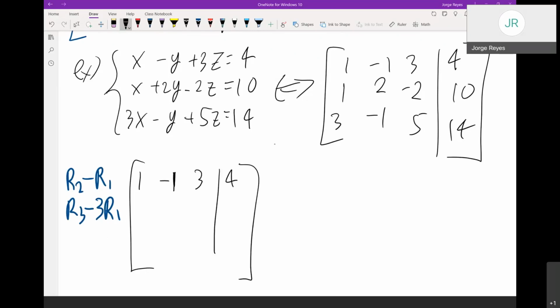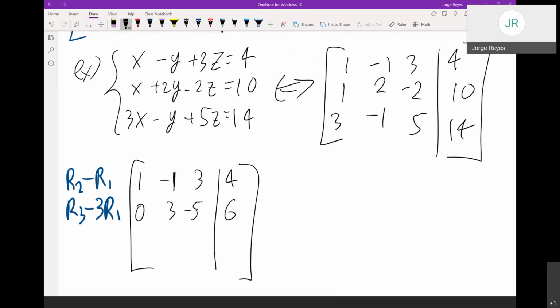Okay. And then now I'm subtracting them. So this is going to be 0, and that's what I want. 2 minus minus 1, that's going to give me 3. -2 minus 3 is going to get me -5.